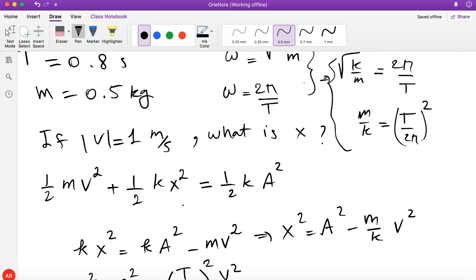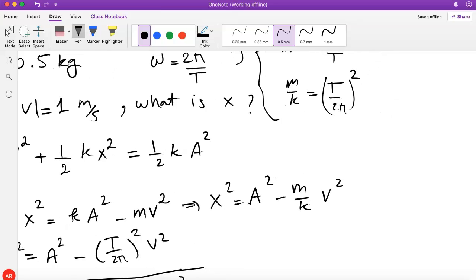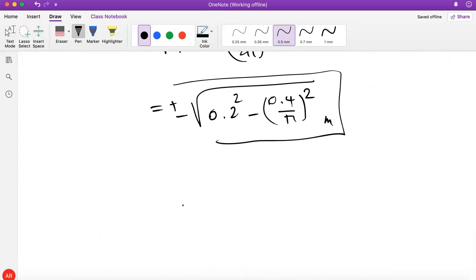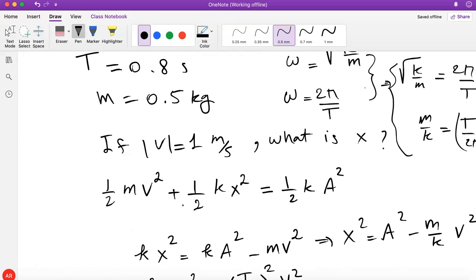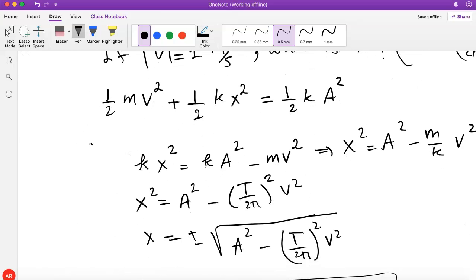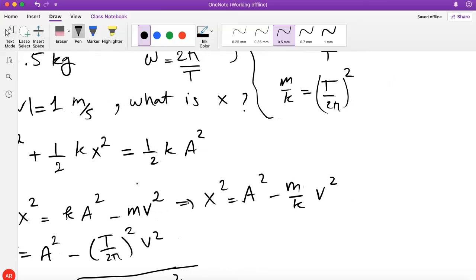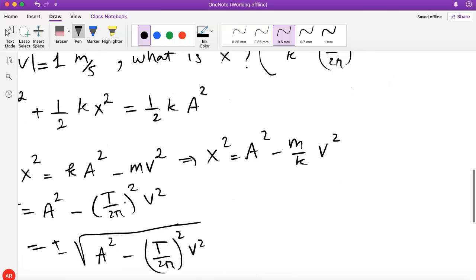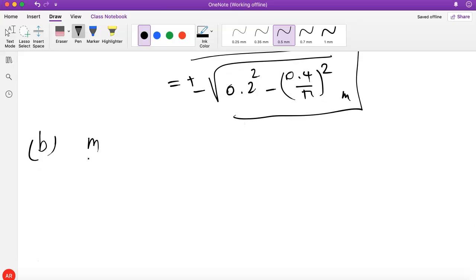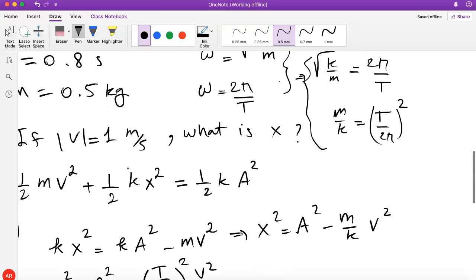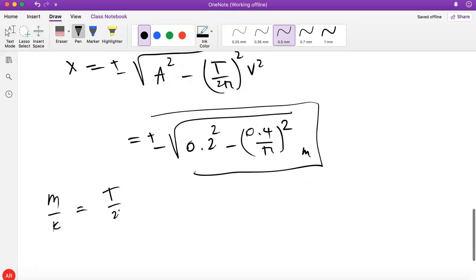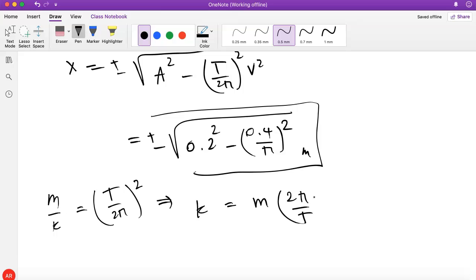Part B is asking us to find the spring constant, and that's also easy, right? We're given what the mass is. So that was part A of the problem. Part B is asking us to find the spring constant. So again, we're given the period. We know that m over k is equal to t over 2 pi squared.